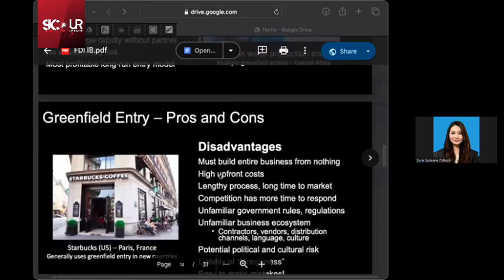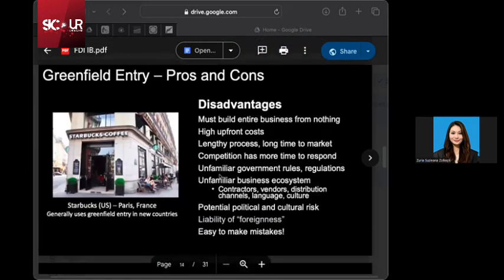Okay, however, definitely it has some disadvantage as well. You have to build the entire business from nothing. Okay, so it must be very high cost. There are high upfront costs, and then it will be a lengthy process, long time to market the product. Unless when you go there, you already have the strategy plan, you have already outlined, and maybe if you have built the market before you open up an FDI there, so it might work in your favor.